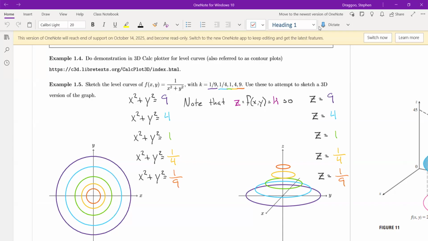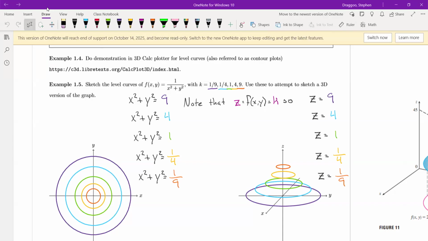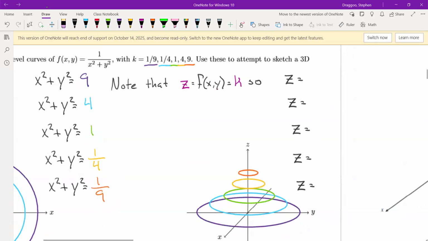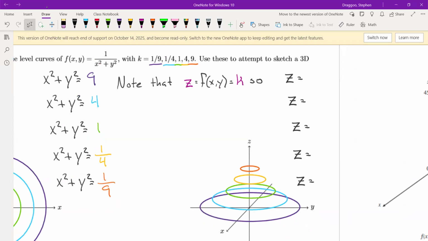And I just realized that all of my z values on the right are wrong. So let me fix those real quick. Looks like I used copy and paste a little bit too judiciously. So if we're using values of k, really this should be 1/9 and then 1/4 and then 1 and then 4 and then 9. There we go. I was using that color.